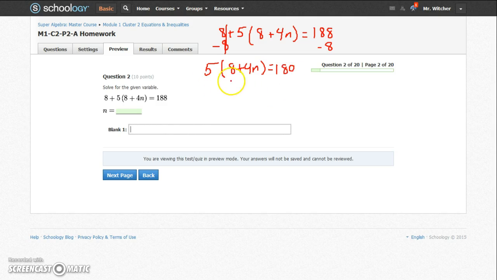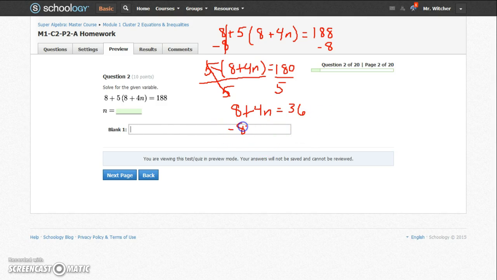My next step, I'm doing it backwards. So I've done addition and subtraction. Now I'm doing multiplication and division. I'm multiplying by 5. So I'm going to do the inverse operation, which is dividing by 5. 5 divided by 5 is 1, which is an identity. 1 times any number is still that number. It's an identity. And I end up with 8 plus 4n equals 180 divided by 5, which is going to be 36.